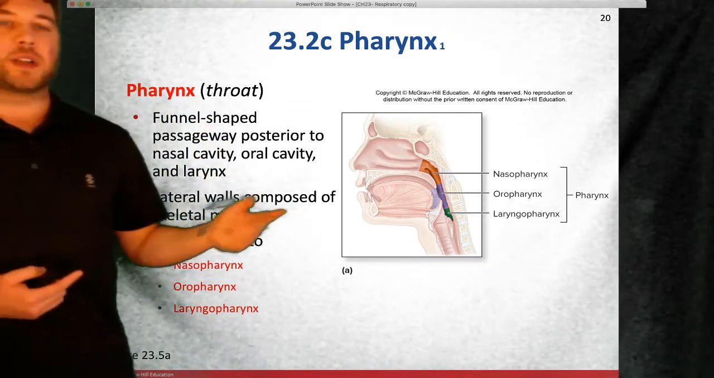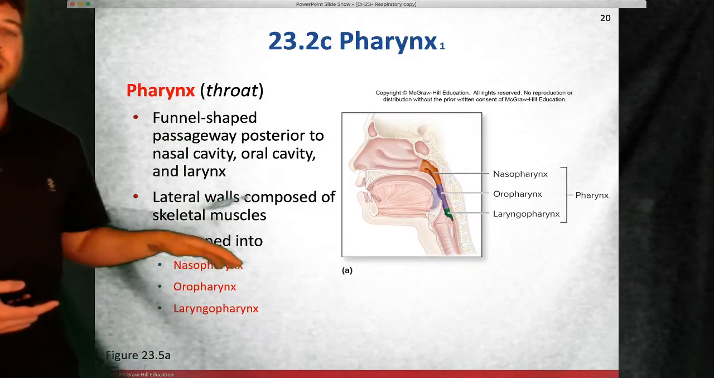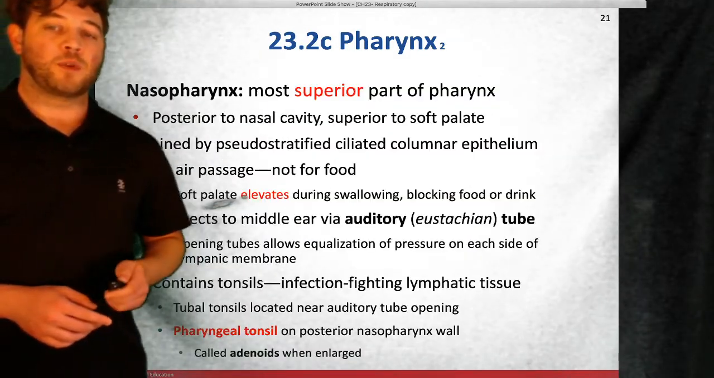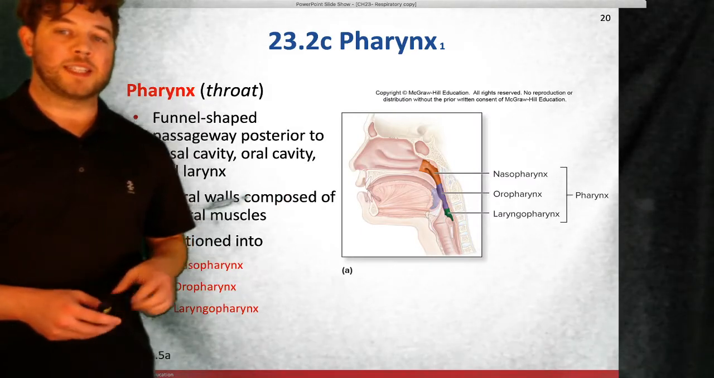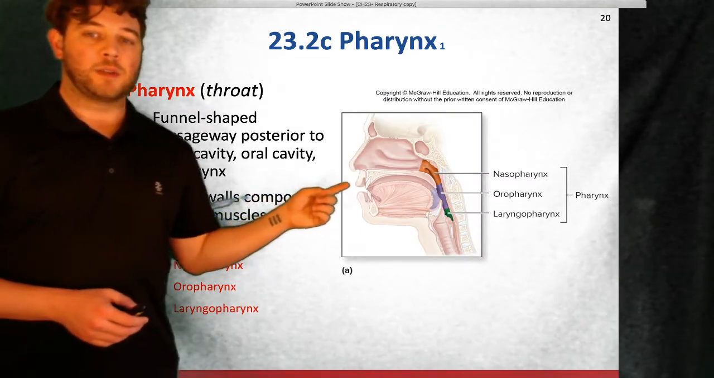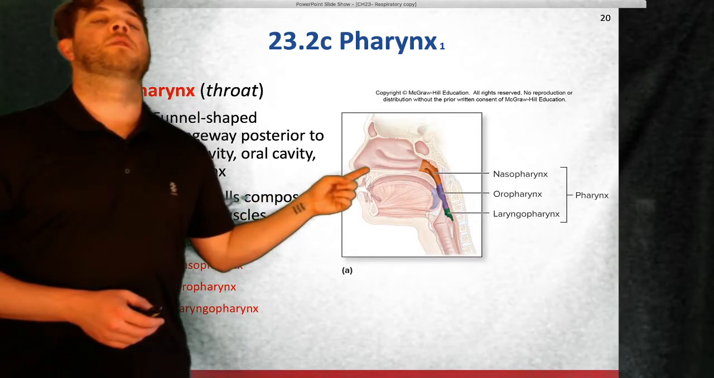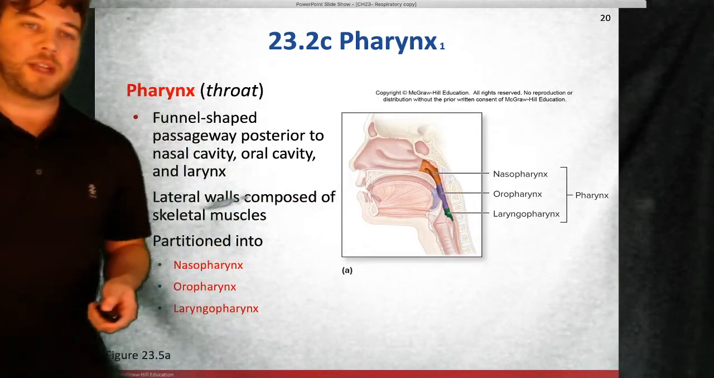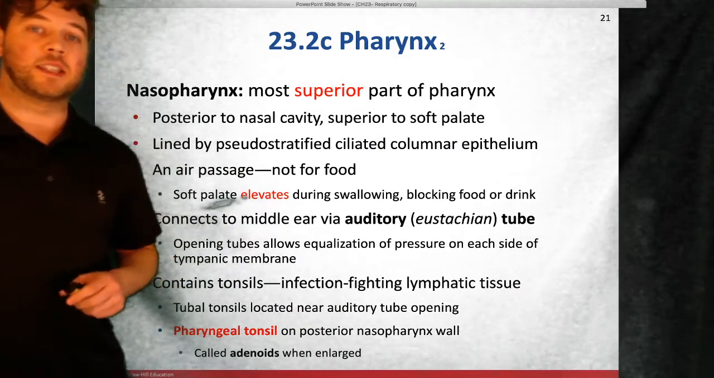Lateral walls composed of skeletal muscles partitioned into the naso, oro, and laryngopharynx. If you have gotten your COVID-19 test, I got one the other day, they go in through your nares, and you have to tilt your head way, way back because they reach all the way to the back of your nasal cavity. It's intense, it's deep.